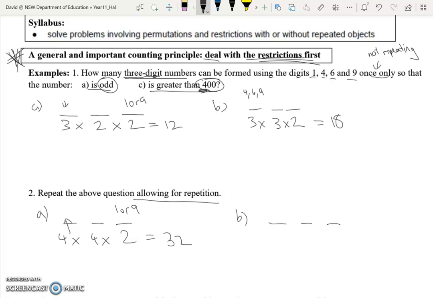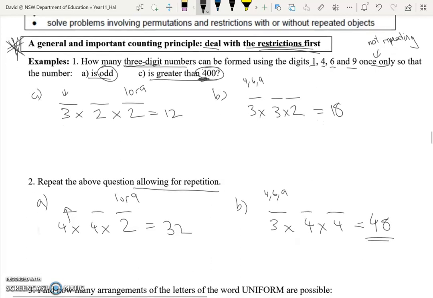B, greater than 400. So once again, I can only start with a 4, 6, or 9. So there are 3 options for that first digit. But then, because I'm allowed to repeat, I've got 4 digits I can use for the second place and the third place. 4 digits I can use for that. So that's going to be 48 ways of doing that.